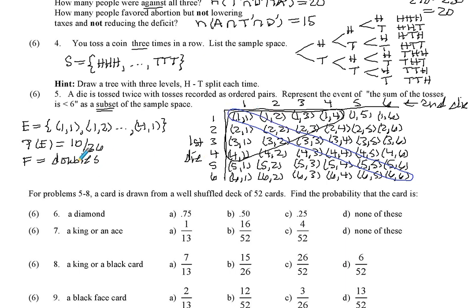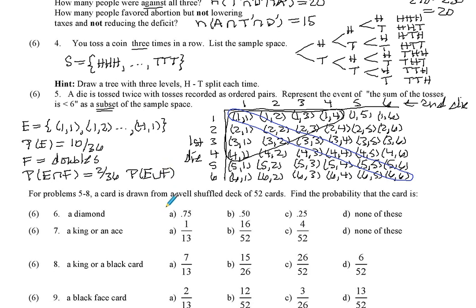And then I could ask you, for example, what is the probability of E and F happening at the same time? So that's everything that's going to be circled in black and circled in blue, which is just 2 outcomes. Okay, so this is 2 out of 36, or 1/18.